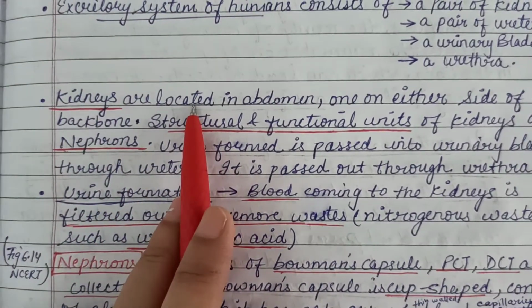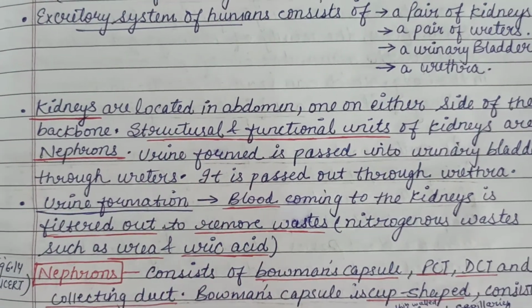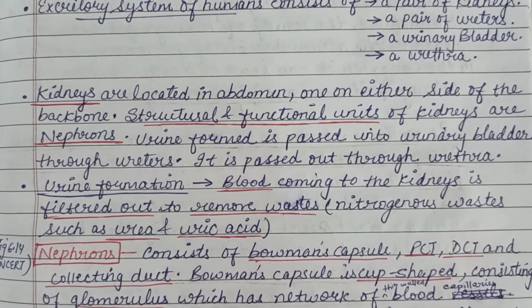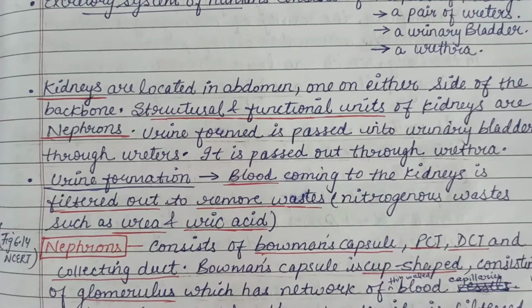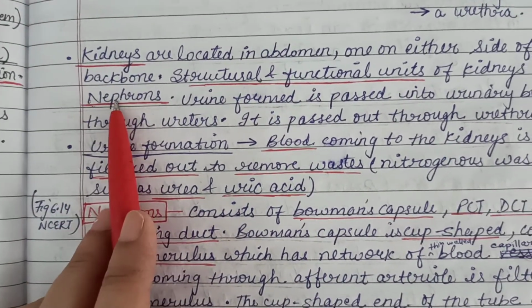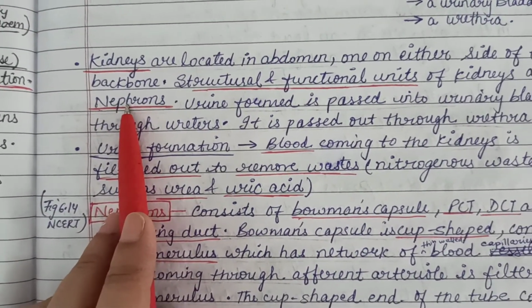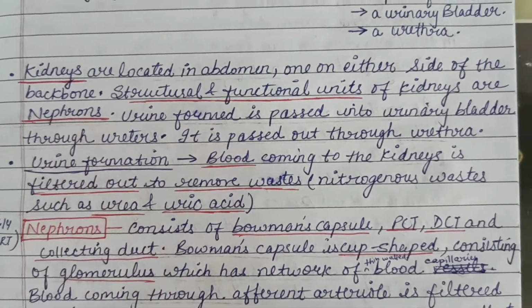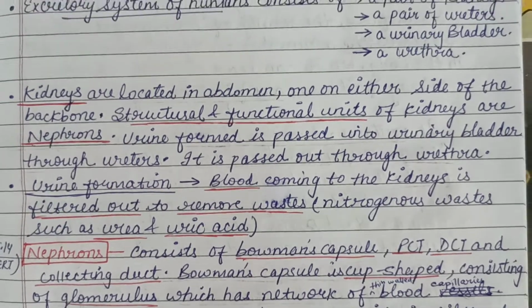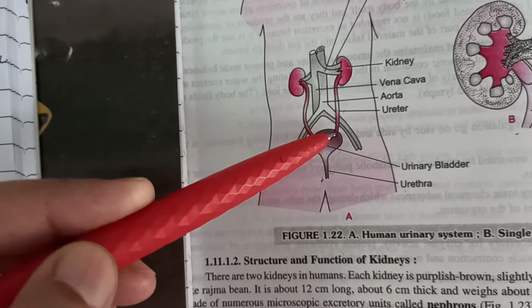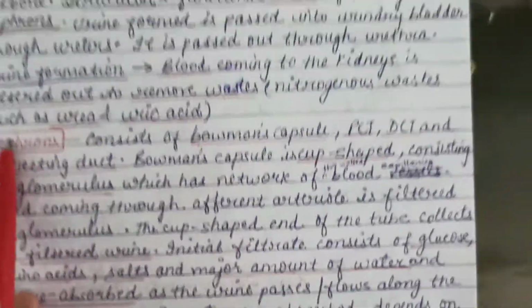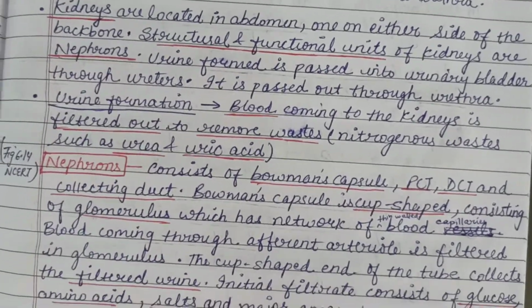So now let us discuss the structure of kidneys in detail. Kidneys are located in the abdomen on either side of the backbone. We have one kidney on the left side of the body and the other kidney on the right side of the body. Structural and functional units of the kidney are nephrons. Nephrons are present in millions, for the filtration of urine. The urine is formed and passed into the urinary bladder through the ureters and stored in the bladder, and through the urethra it is passed out. So let us now discuss urine formation.